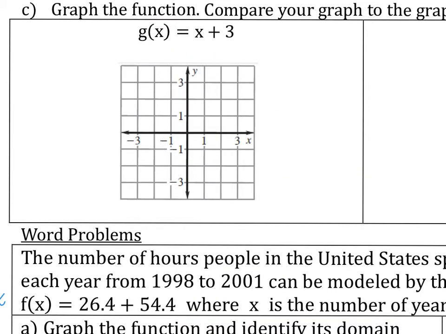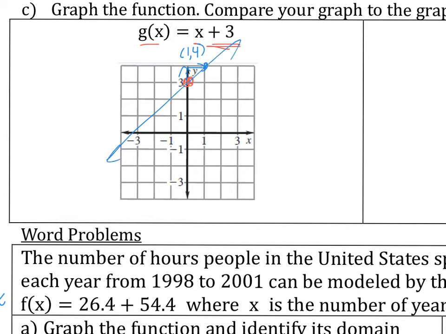Part C, graph the function and then compare your graph to the graph of f of x equal to x, which is the parent function that goes through the origin. So here you have a y-intercept of +3 and g of x equals x. We have to shift 3 units up. So we're going to start at the y-intercept 3. And then since the slope is 1/1, I'm going to shift 1 unit up and 1 unit to the right to find my other point, which is 1, 4. And I'm going to connect my dots.